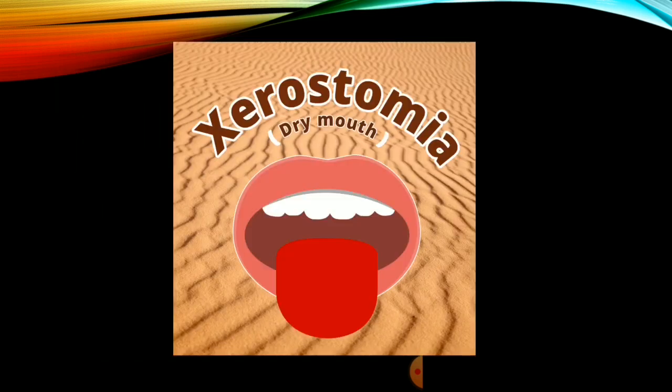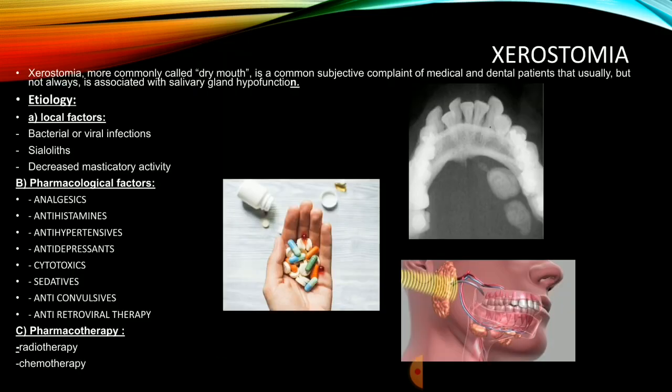Next, we move on to xerostomia. So basically, xerostomia is more commonly called dry mouth, and it is a common complaint of many patients, but it is not necessary that it is always associated with salivary gland hypofunction. So basically, xerostomia has a wide range of etiologies, which are basically categorized into two factors: local factors and systemic factors.